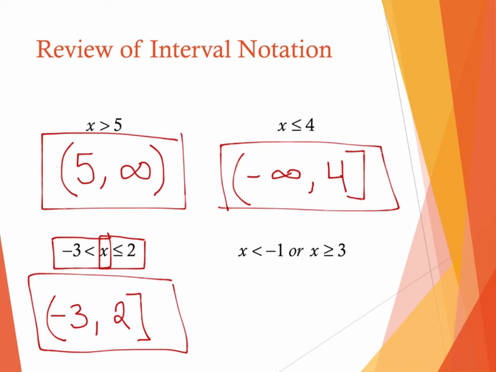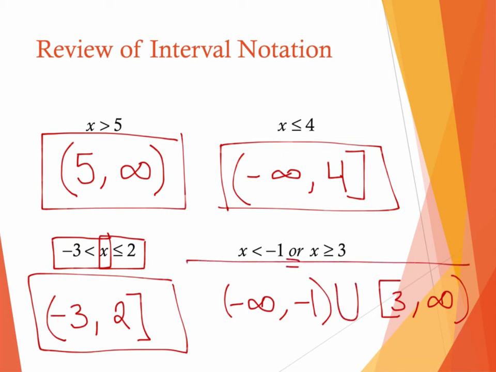And my last set of numbers, I have x is less than negative 1 or x is greater than or equal to 3. So here we have an or statement. X is not in between these two numbers, it's actually going in opposite directions of these two numbers. So x is less than negative 1 is going to be negative infinity to negative 1. X is greater than or equal to 3 is going to be 3 to positive infinity. To represent that word or, we use this union symbol.